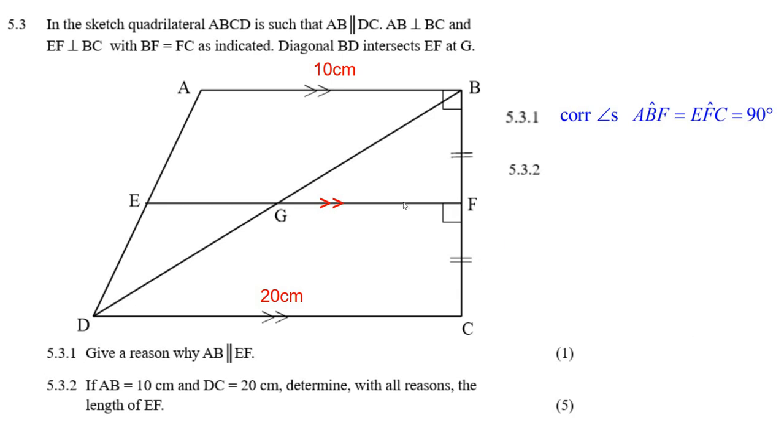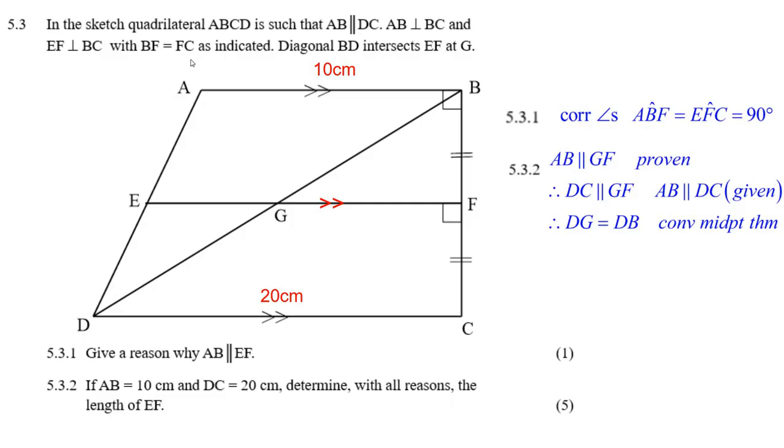The first thing we have to prove is that G is the midpoint. Well, we've got that AB is parallel to EF or GF here, so that's done. But we know AB, that means that DC must be parallel to GF because AB was parallel to DC. They're all parallel. Okay, so now we've got that they're parallel.